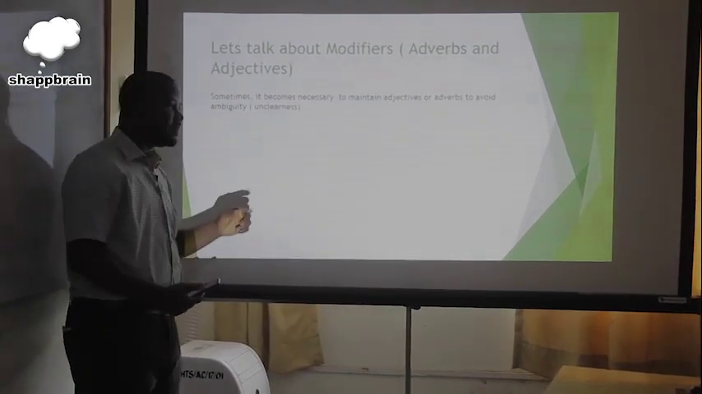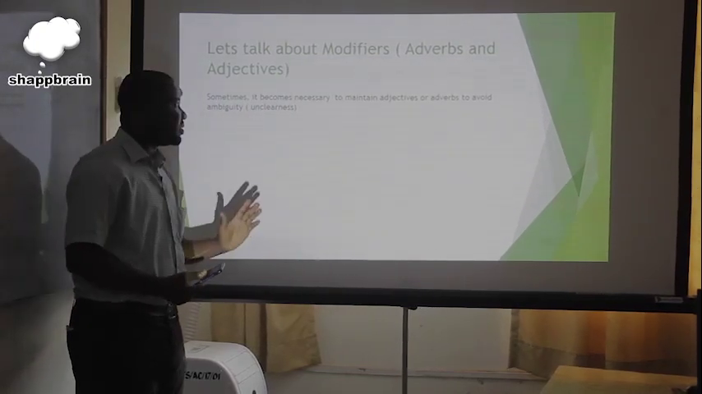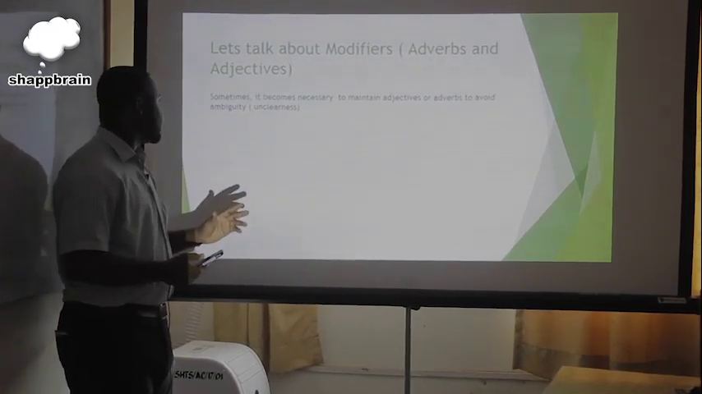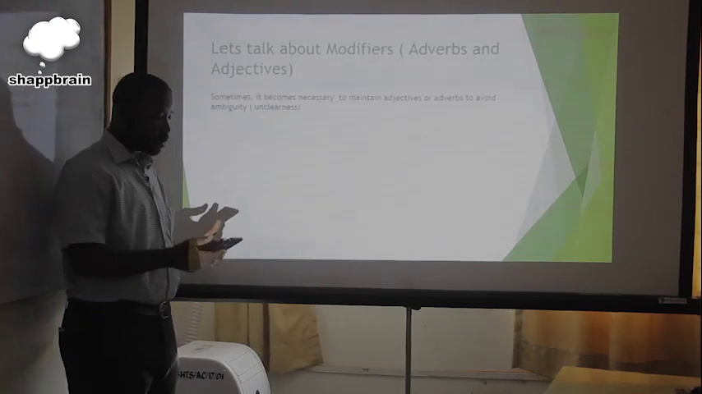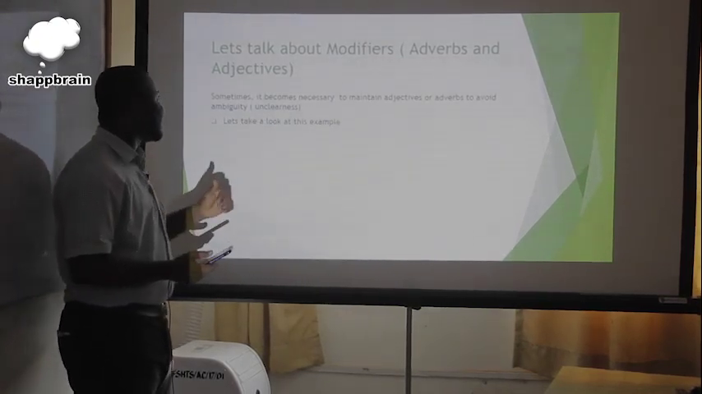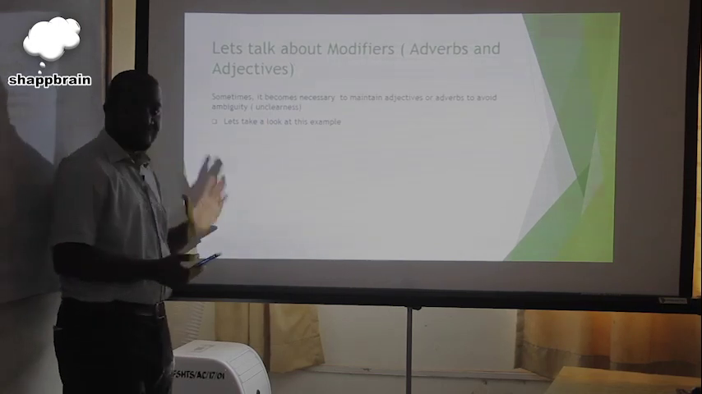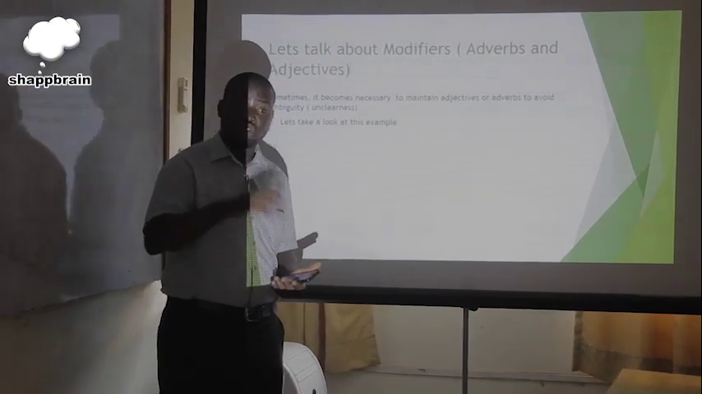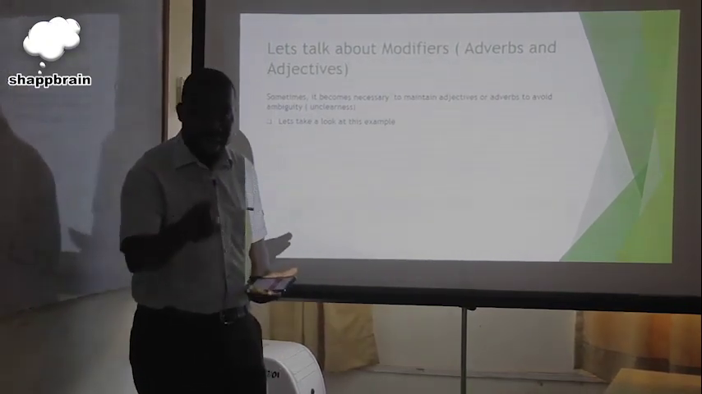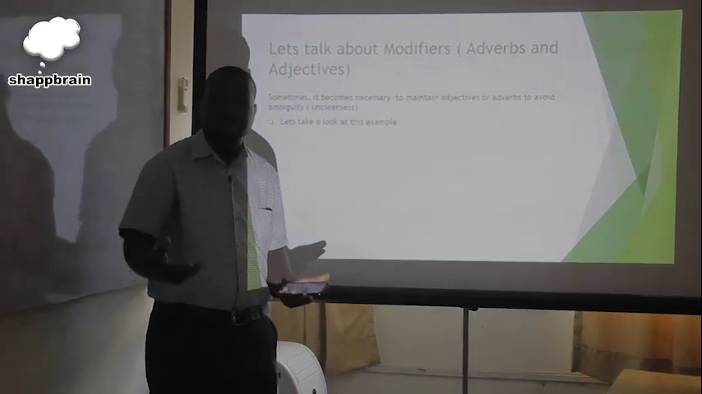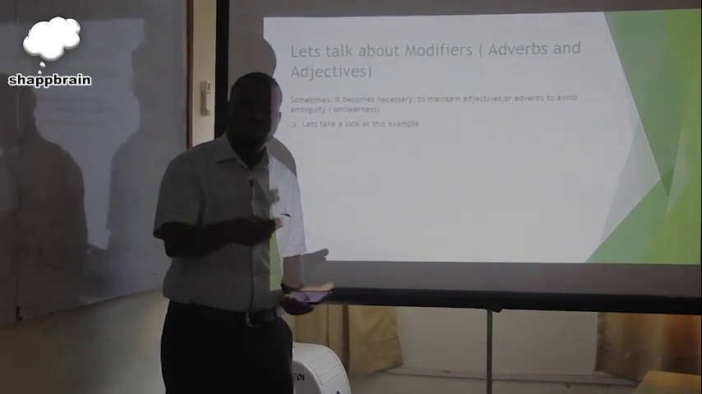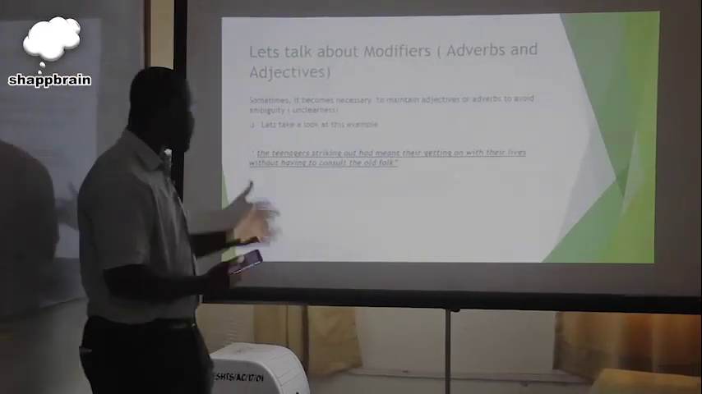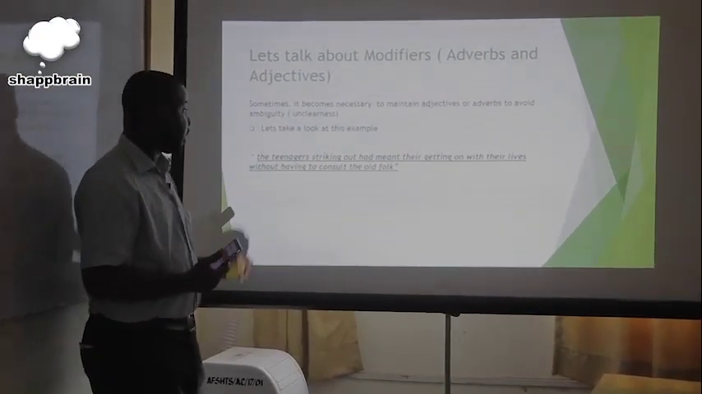Sometimes it becomes very important to maintain some adverbs and adjectives to avoid ambiguity. Okay? Good. Let us take a look at this example, because if you are dealing with a summary passage, you must try your best to do away with adverbs and adjectives. But sometimes you can't do away with them, because doing away with them is going to give you ambiguity. It's going to give you information which is not clear. For example, let's take a look at this one.